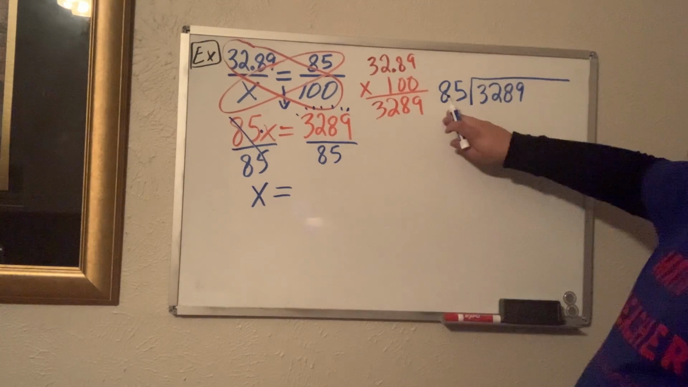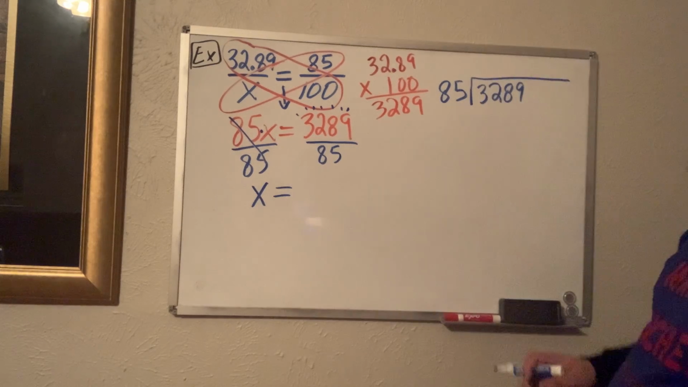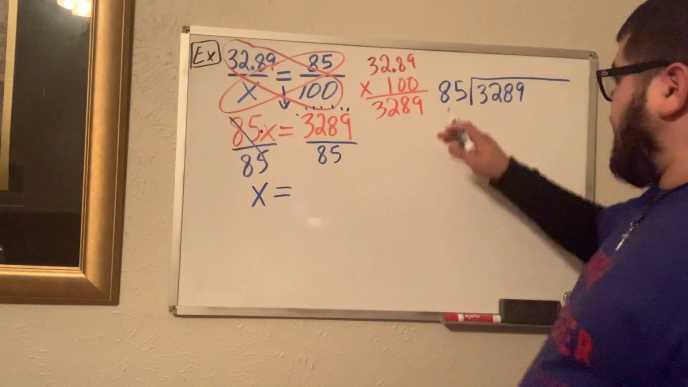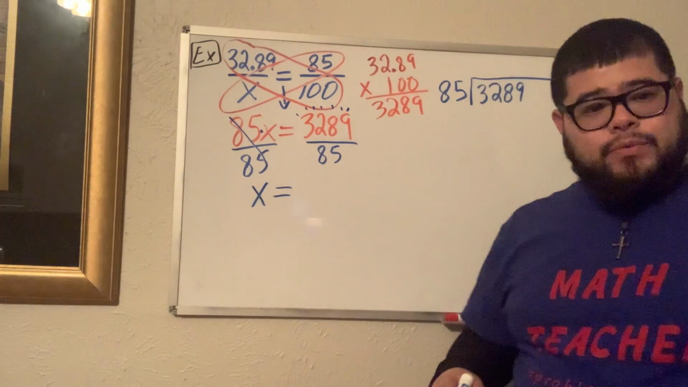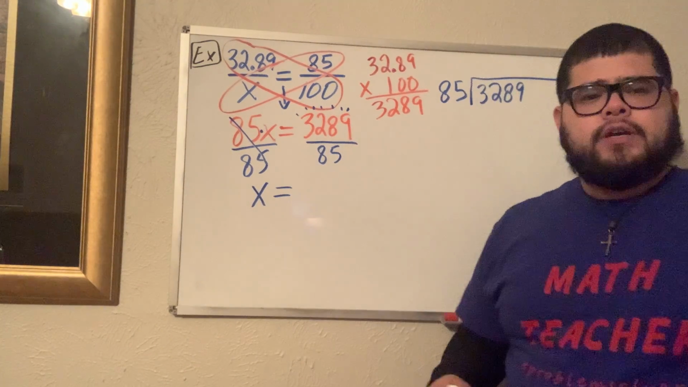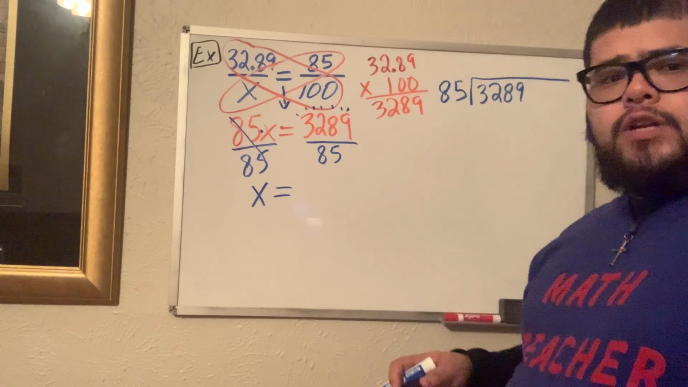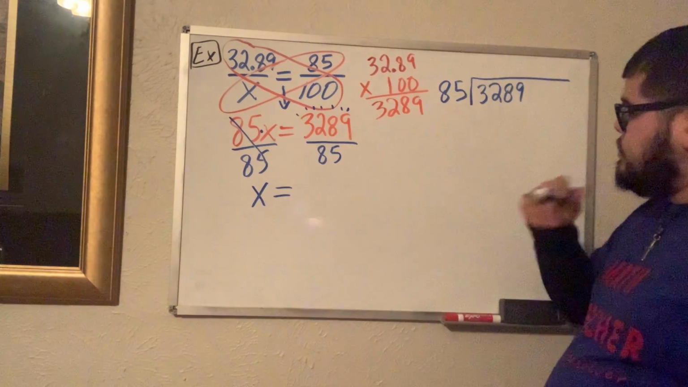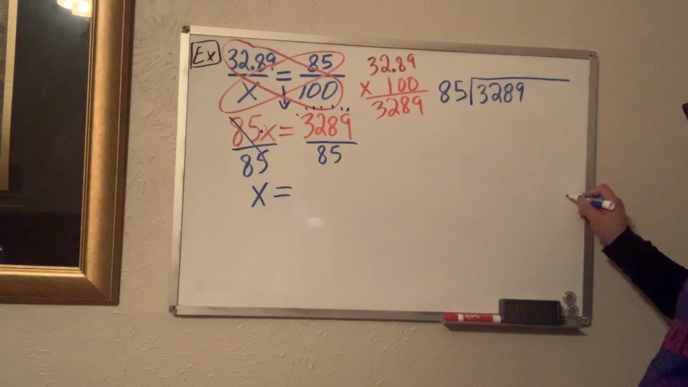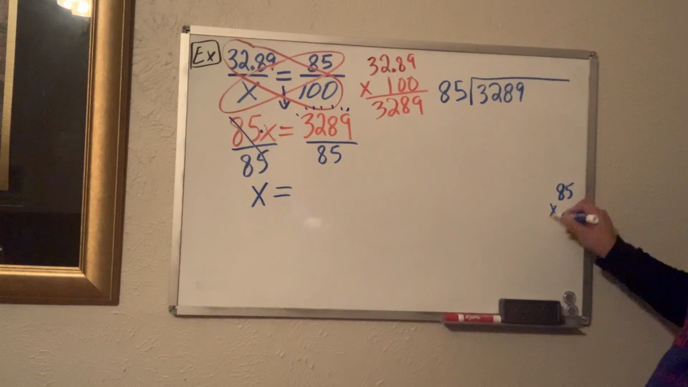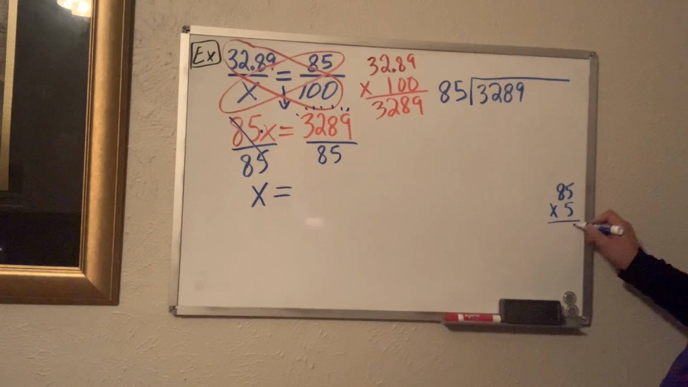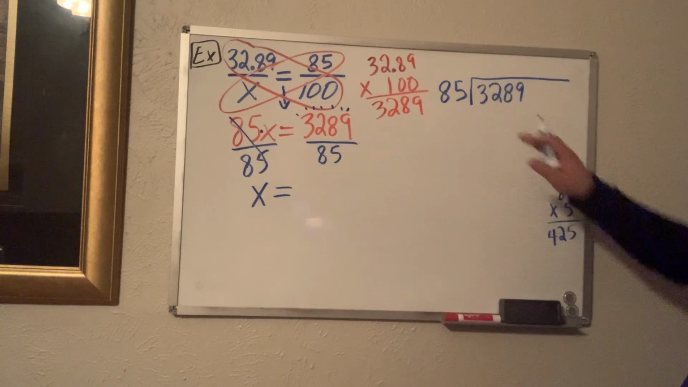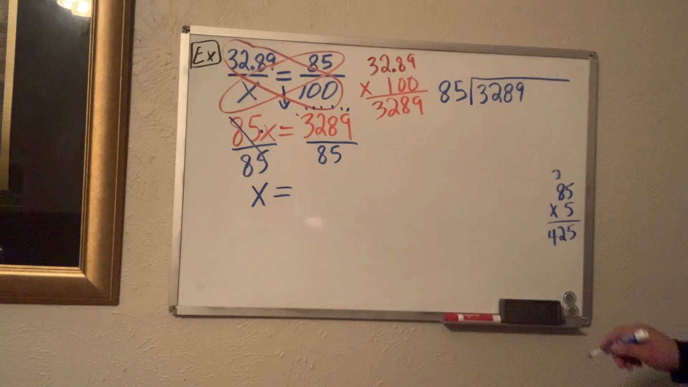Now we have to figure out how many times 85 goes into 328. So again, if we multiply 85 by 10, we're going to get 850. That's too much. And half of 850 we know is 425, so that'd be times 5. We're going to do that over here to the side. 85 times 5. 5 times 5 is 25. Carry the 2. 425. That's too much, right? We need 328.